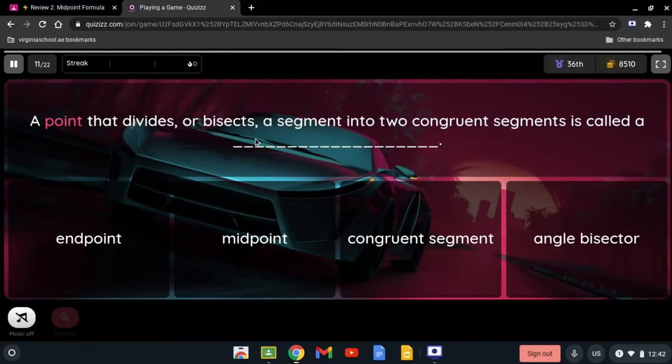A point that divides, or bisects, a segment into two congruent segments is called a what? Endpoint, midpoint, congruent segment, or angle bisector? So again, we talked about this before. When we have a line, for example, let's say we have this line, what is the point called when it divides the segment into equal parts? That is called the midpoint.